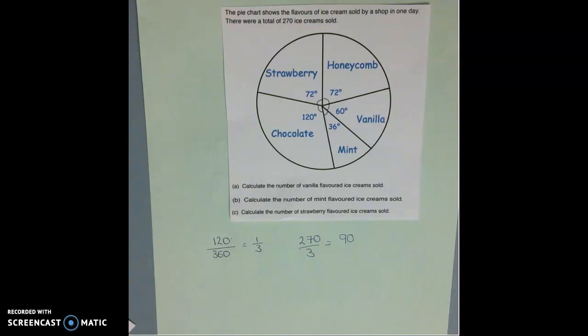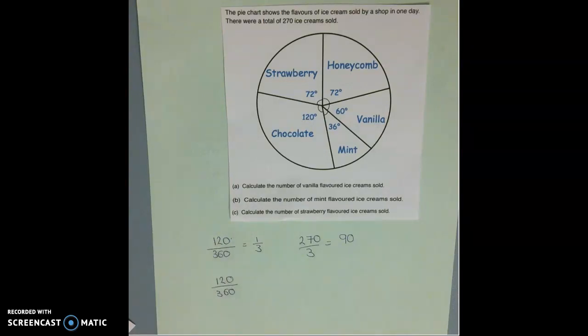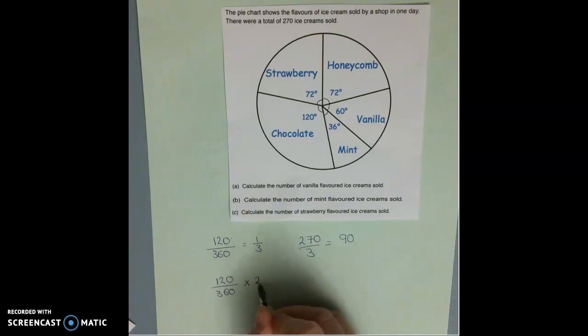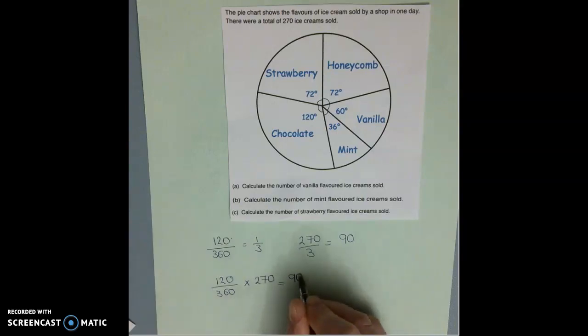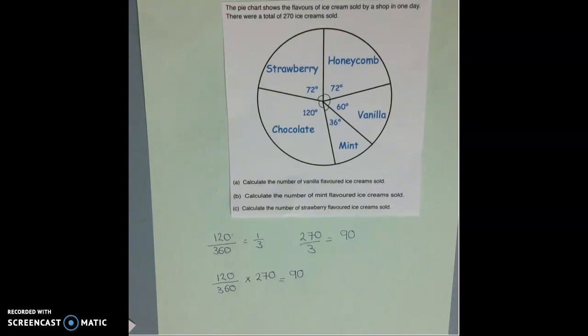But as I said in the previous video, that is like a two-step kind of process. So to make that simpler, we could just do 120 divided by 360 to give us the third. And then to get a third of 270, we just times them together. And that would still give us the answer of 90. And we can do that all in one go on our calculators. So it's a much quicker process of doing it. And it's exactly the same for the other flavours as well.